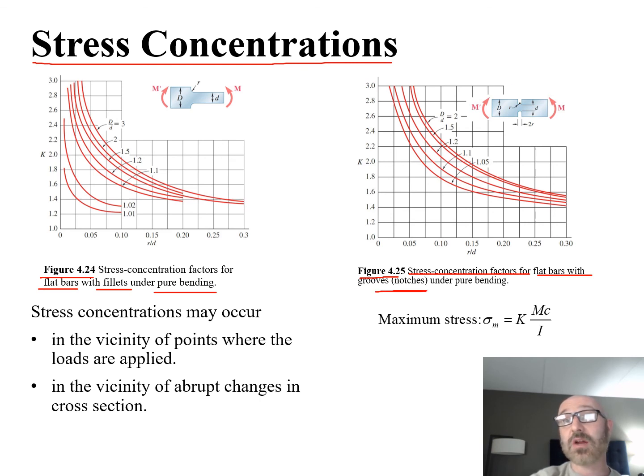So you can see right here is that bar with the notches cut out, and over here are the fillets, and they're both undergoing pure bending. You can see our moments on either end of this, M and M prime, for both of these, to know that it's undergoing pure bending.